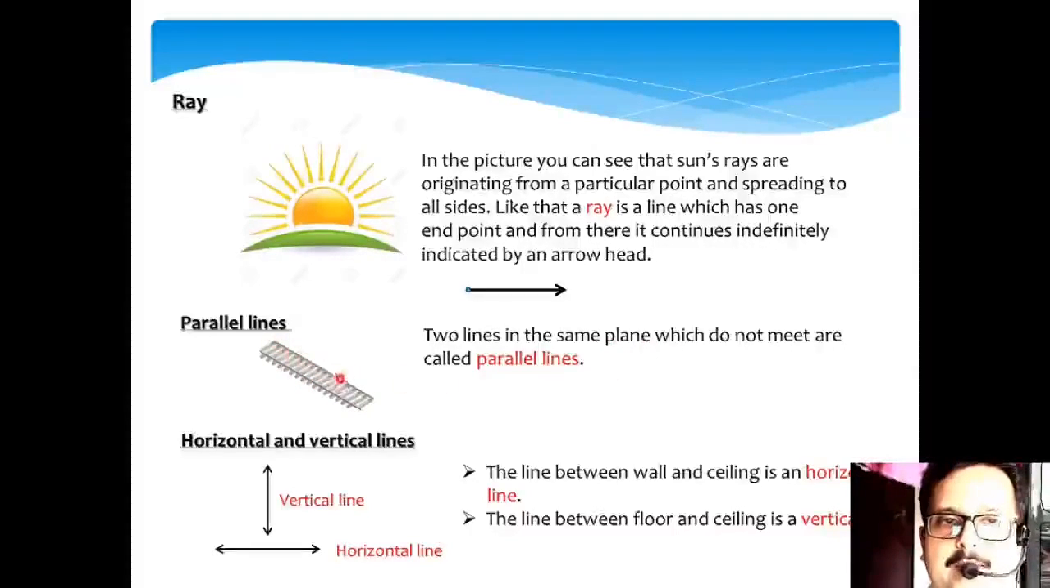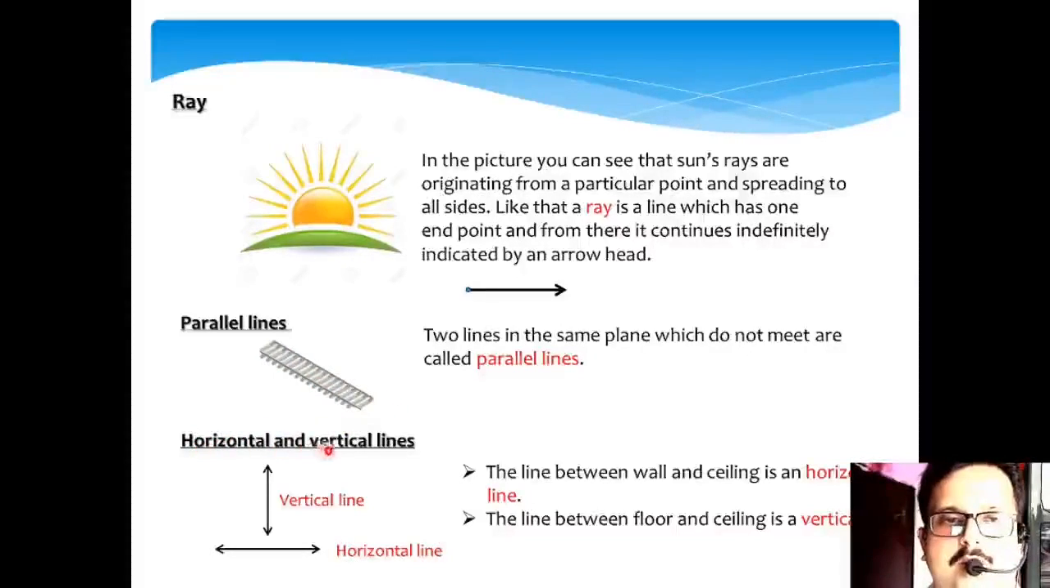So what is a plane? A plane is a two-dimensional area or a surface. So here two lines in the same plane which do not meet are called parallel lines. They will not meet together, they will continue to exist in this manner. Okay, they will have a particular distance in every point, so they will not meet at any point.